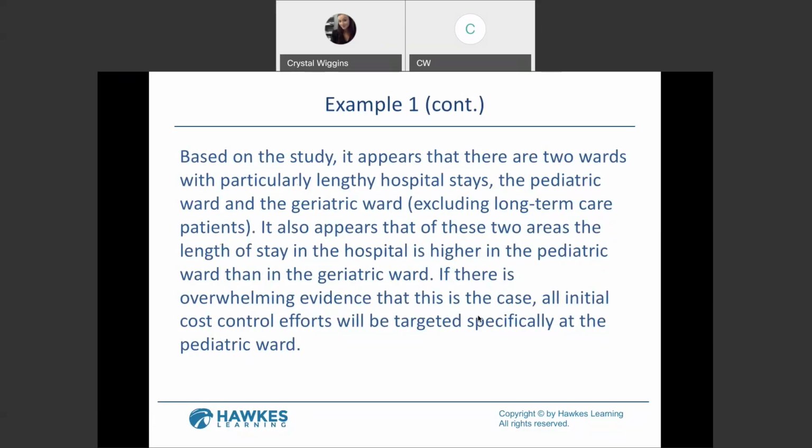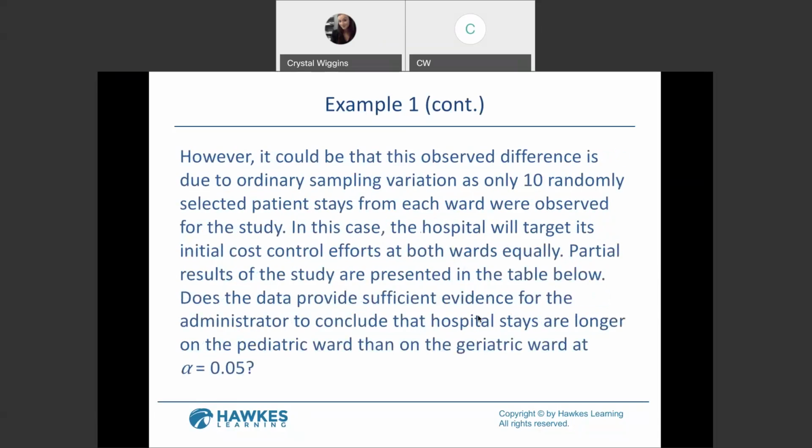Based on the study, it appears that there are two wards with particularly lengthy hospital stays, the pediatric ward and the geriatric ward, excluding long-term care patients. It also appears that in these two areas, the length of stay in the hospital is higher in the pediatric ward than in the geriatric. If there is overwhelming evidence that this is the case, all initial cost control efforts will be targeted specifically at the pediatric ward. However, it could be that this observed difference is due to ordinary sampling variation, as only 10 randomly selected patient stays from each ward were observed for the study. In this case, the hospital will target its initial cost control efforts at both wards equally.